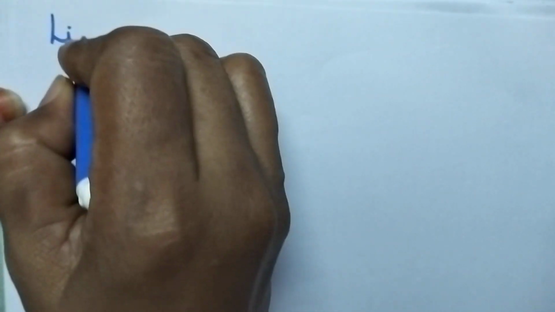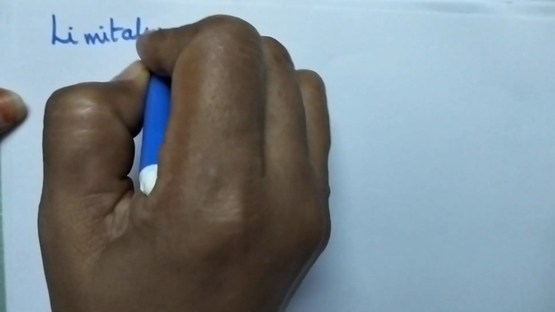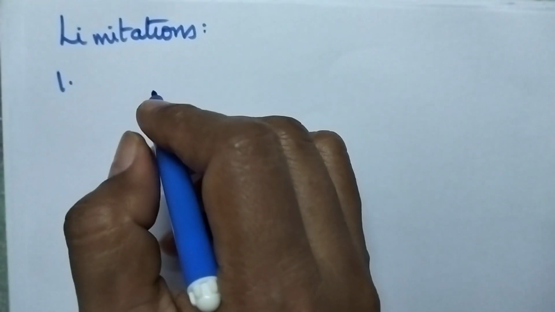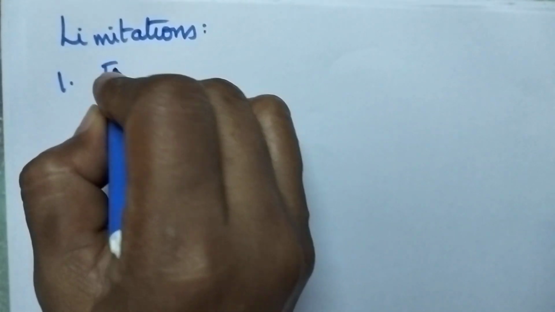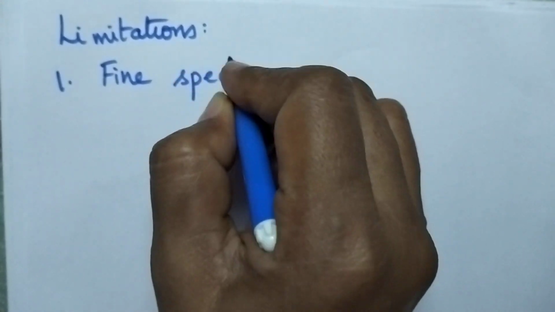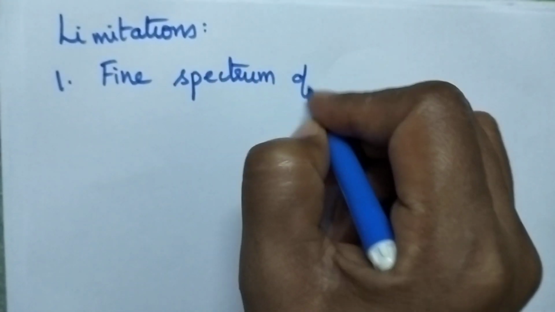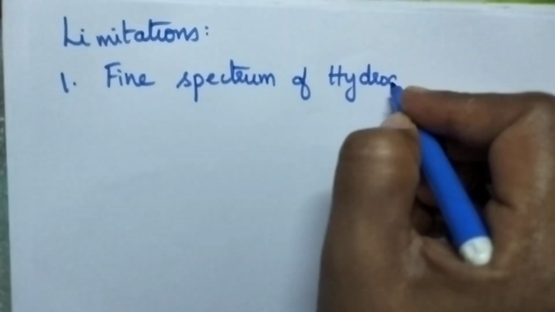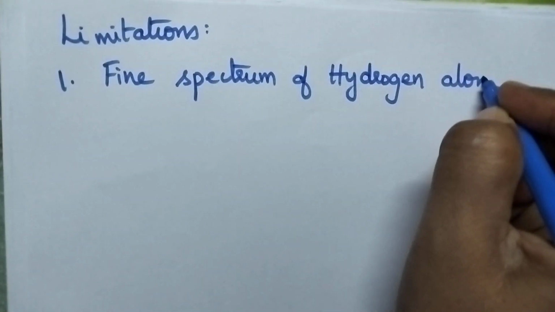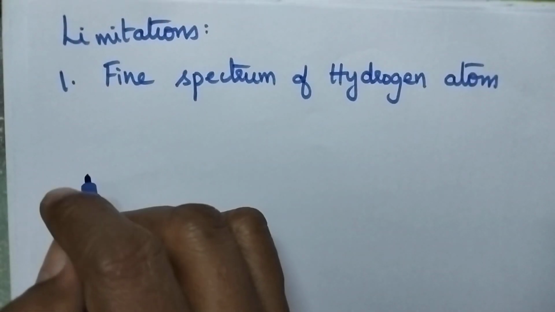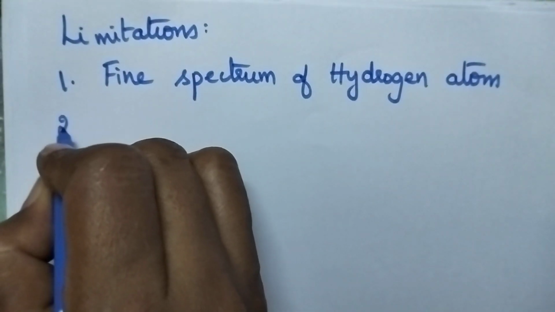Coming to the limitations of Bohr's atomic theory. Bohr's atomic theory fails to explain the fine spectrum of hydrogen atom. So it fails to explain the fine structure of hydrogen atom.